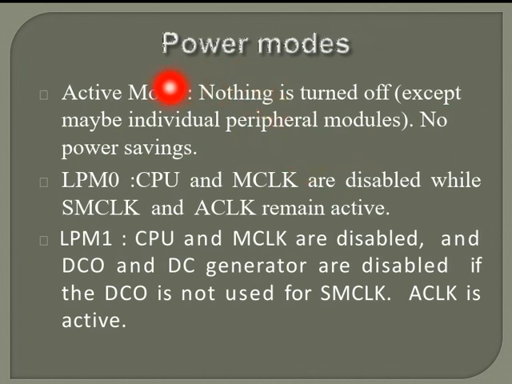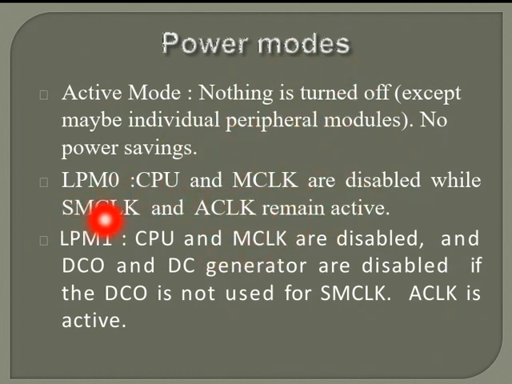You can see now what those low power modes are. One is active mode. In active mode, nothing is turned off. If nothing is turned off, the power saving is also not done, because everything is working at a time. Why do we use low power modes? We use them so that only the required peripherals are used at a time. But in active mode everything is working, so there is no power saving.